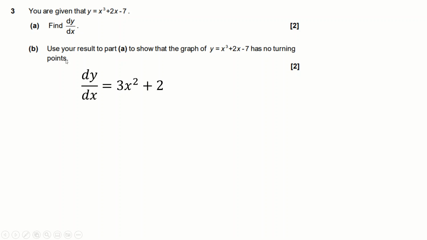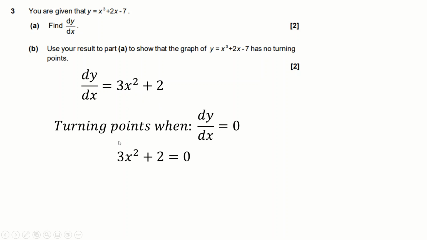Turning points happen when dy by dx is 0. So, of course, we set that to be 0. And the problem with this is that x squared is always greater or equal to 0. And it's never less than that. So the smallest this can be is 0. When you add 2, you're definitely going to not be 0. And so this is just not going to happen ever.